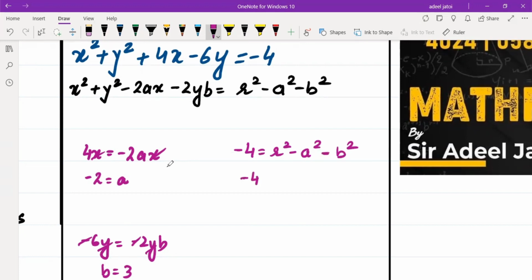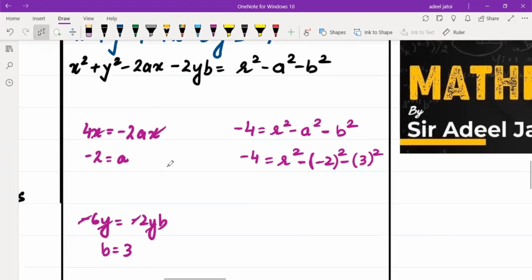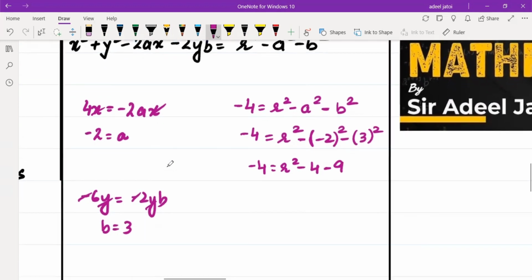Minus 4 is equal to r square minus, your a value was minus 2, square, minus 3 square. So what will be the answer? Minus 4 is equal to r square minus 4, since minus 2 square is 4, obviously the negative is outside the bracket, minus 9. So you can easily see that minus 4 and plus 4 cancel out.